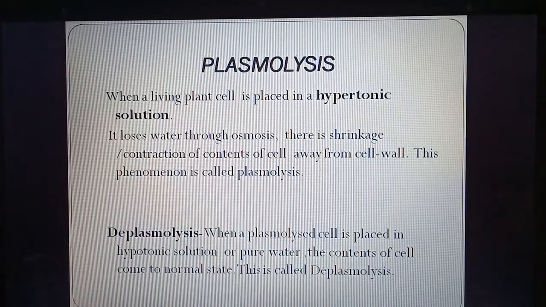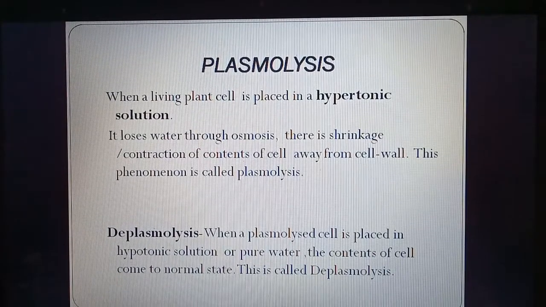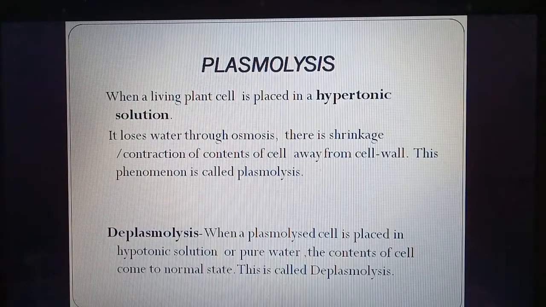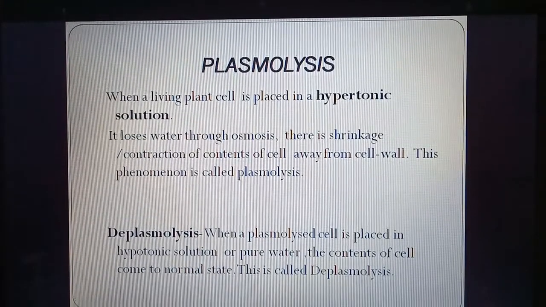So what is plasmolysis? When a living plant cell is placed in a hypertonic solution, or a concentrated solution, the cell loses water through osmosis and it shrinks or contracts. The contents of the cell, that is cytoplasm and cell membrane, shrink away from the cell wall, and this is called plasmolysis.